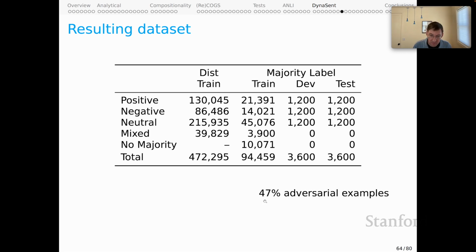First, I would point out that 47% of the examples are adversarial, which seems to me a high rate. But the data set includes both adversarial and non-adversarial cases. I think that's important to making a high-quality benchmark.